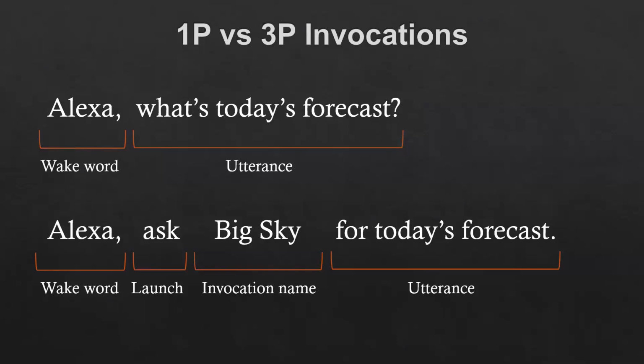However, if you say, "Alexa, ask Big Sky for today's forecast," now Alexa is the wake word once again, and ask is the launch, which are words like ask, tell, start, open that are said before the invocation name to make it more natural. Big Sky is the invocation name for a skill, and "for today's forecast" is an utterance. In this case, this is a 3P invocation because Amazon is redirecting it to this third-party skill, Big Sky. The skill will start, and it's not just being handled by Amazon.